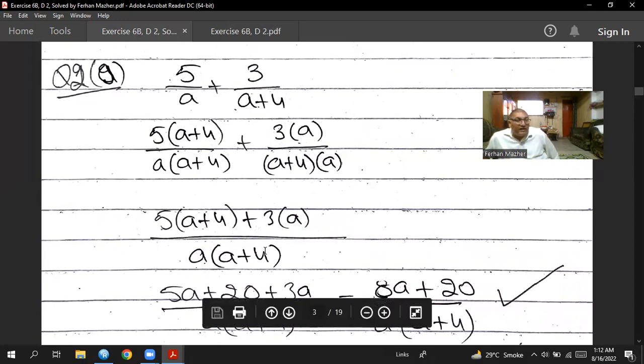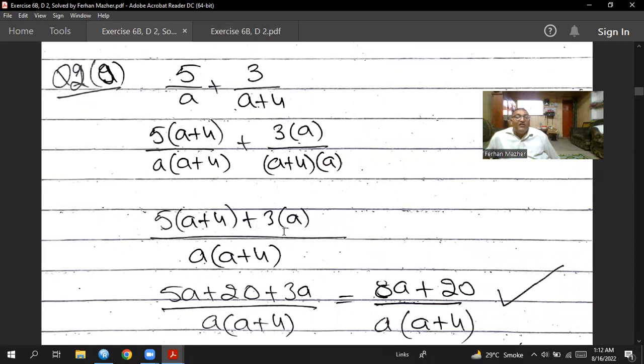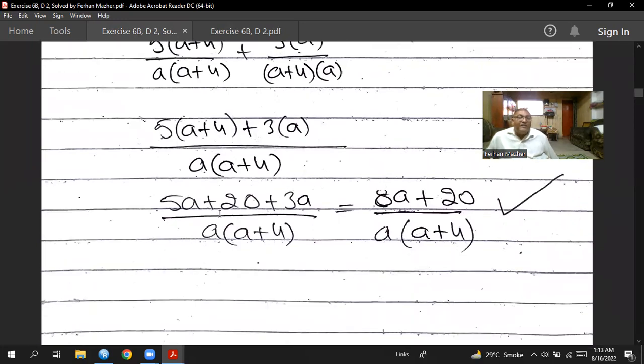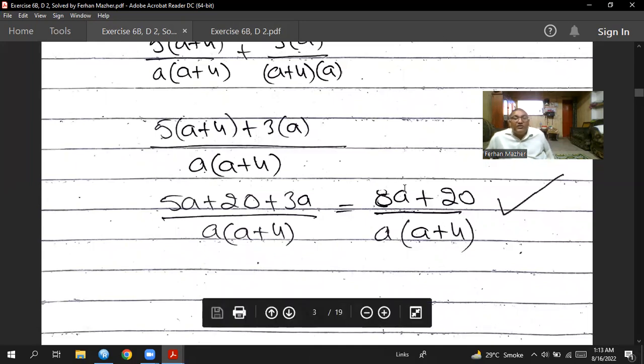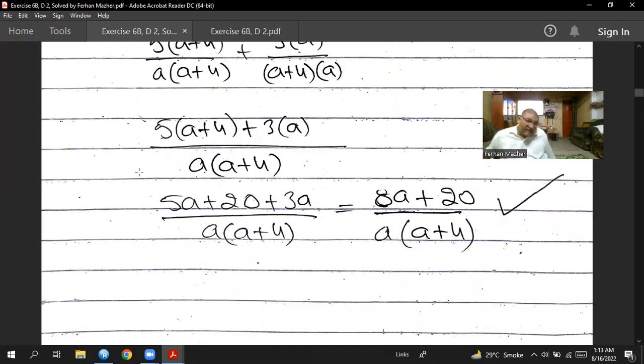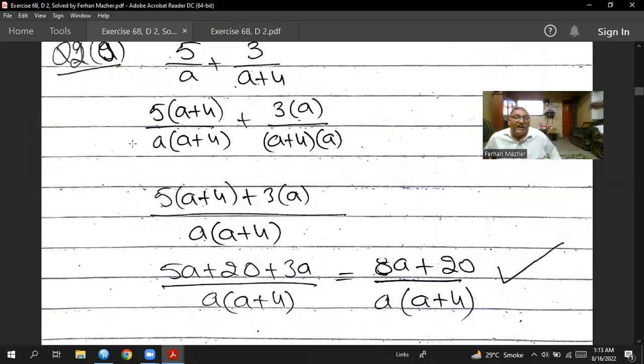I write that denominator a bracket a plus 4. Upstairs here I will have 5 into the bracket a plus 4, then plus 3a. So you will have 5a plus 20 plus 3a divided by a bracket a plus 4 bracket close. So upstairs you will have 5a plus 3a, that will be 8a, plus 20, divided by a bracket a plus 4. So this is the answer. Even if you take something common, like 4 can be common, you will not be able to simplify it further.